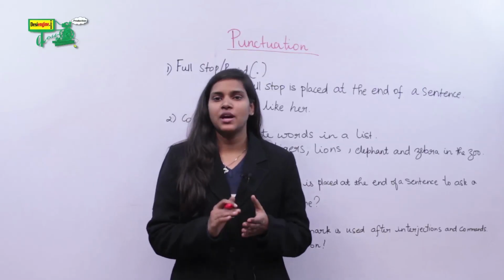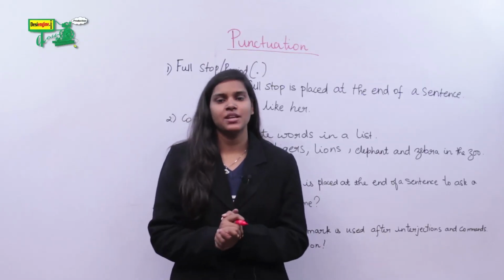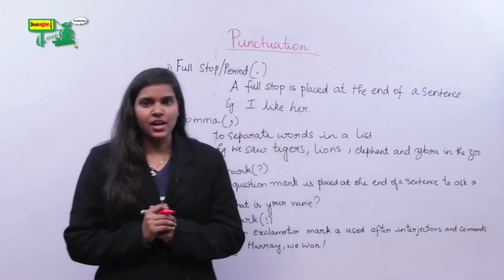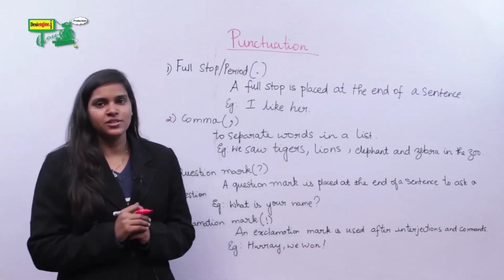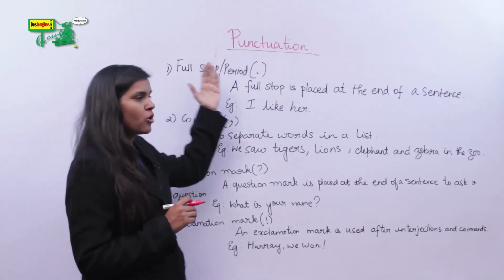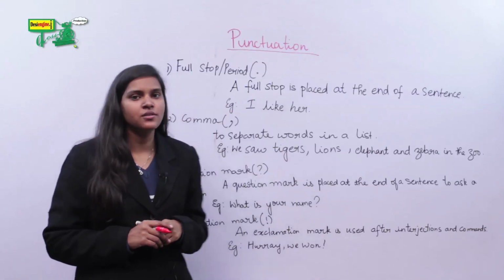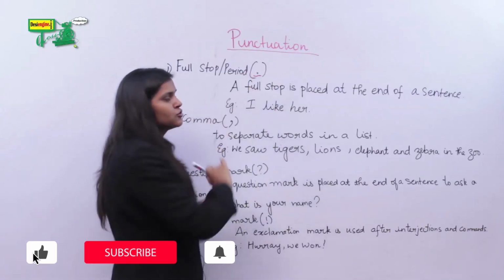Punctuations are used so that reading and writing becomes easier. There are different kinds of punctuation. Foremost among them is full stop or period. It is denoted by a dot.